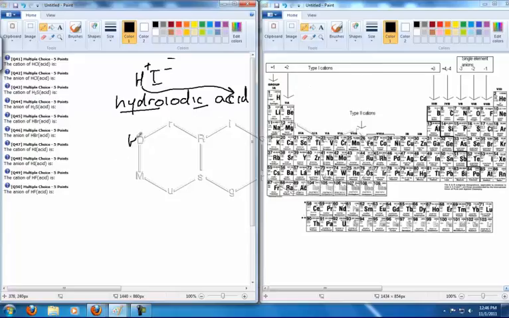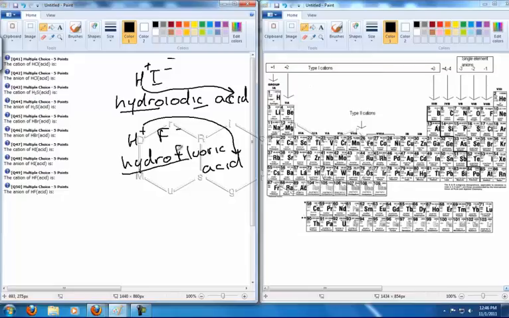And this one, HF, F is a -1, it's in group 7, H is plus, hydrofluoric acid. Again, the H plus for the acid, F minus indicating it's a single element anion, so it's hydrofluoric acid.